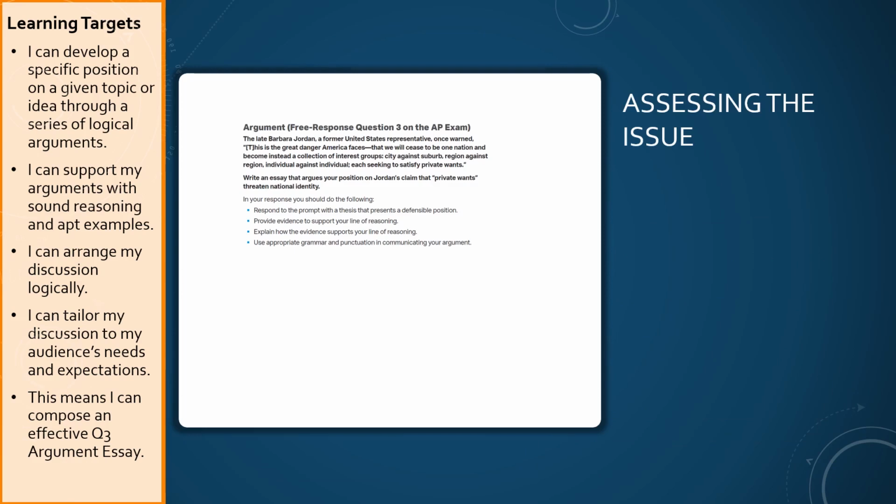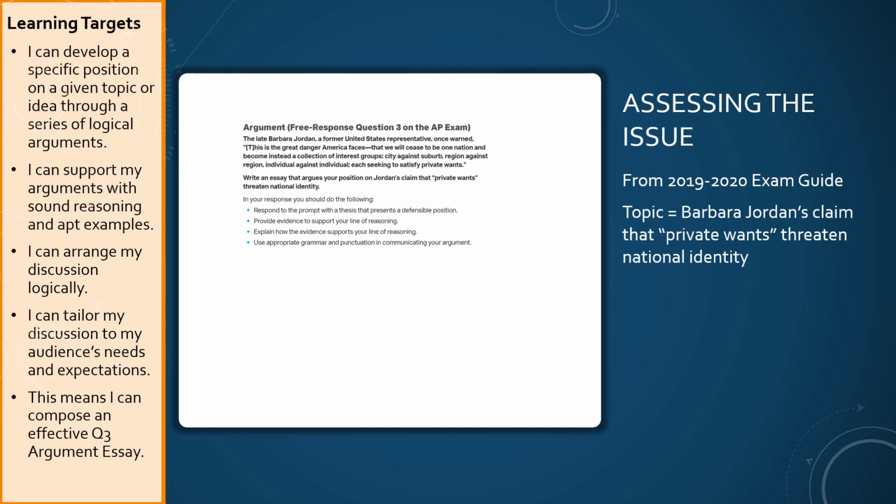Let's take a look at another prompt, this one a little bit different. Instead of asking us whether or not something should or should not be done, this prompt asks us about the truth of something in the present. It's from the 2019-2020 exam guide. And the topic here is Barbara Jordan, the former United States Congresswoman. Barbara Jordan's claim that private wants threaten national identity.